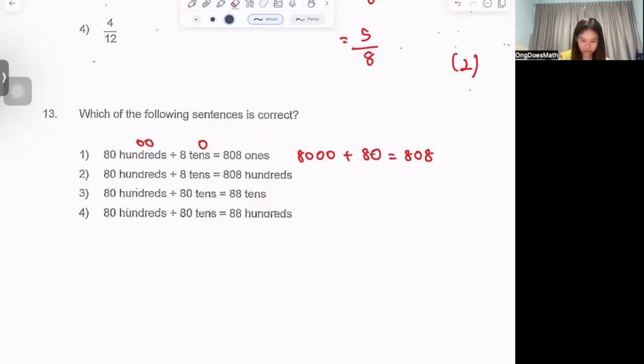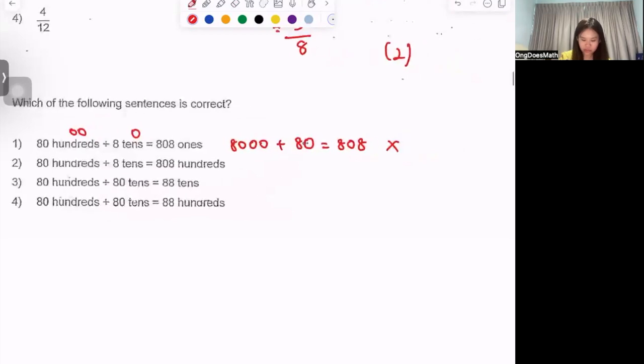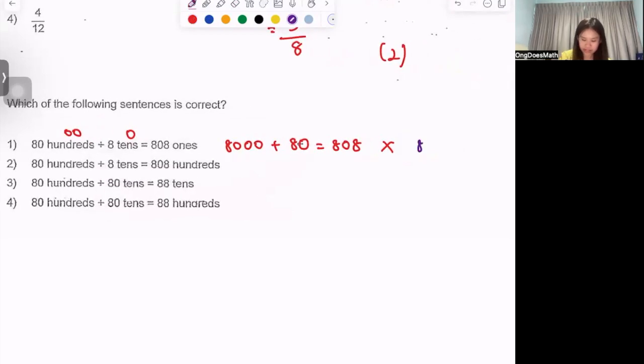So is this true? It's not true, right? 8,000 plus 80 should give you 8,080 instead. So this is wrong. Option 2, 80 hundreds plus 8 tens gives you 808 hundreds. So same thing, hundreds got 2 zeros, tens got 1 zero, 100 got 2 zeros. So 80 with 2 zeros plus 8 with 1 zero equals 808 with another 2 zeros. No, right? Like we said in option 1, it should be 8,080.